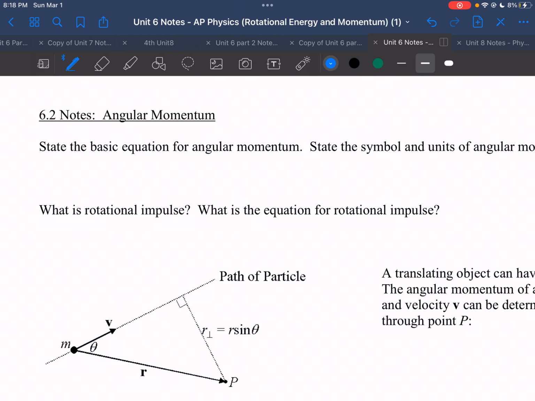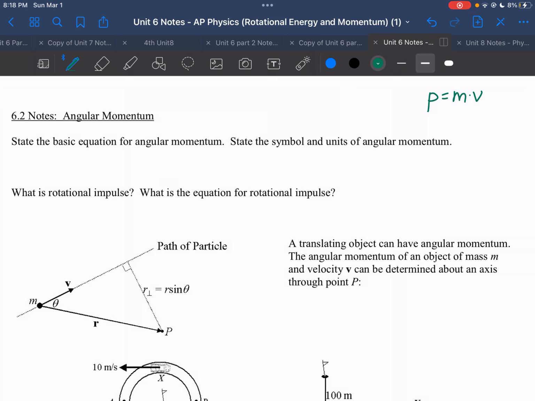And so what we're going to do is convert our p equals mv, because momentum is the mv, back to angular terms. And so what actually happens is, just like before, m turns into I, and velocity turns into omega. So we have that angular momentum is equal to the rotational inertia times the angular velocity.